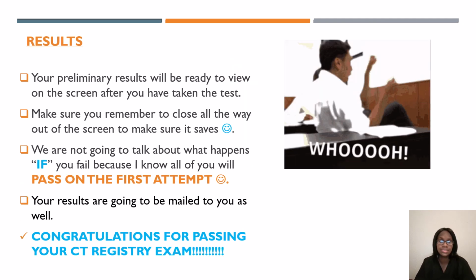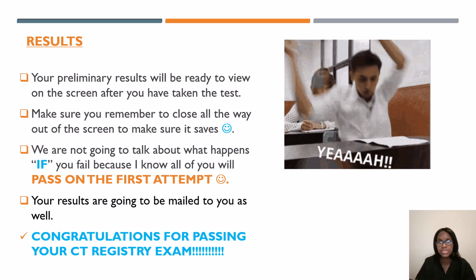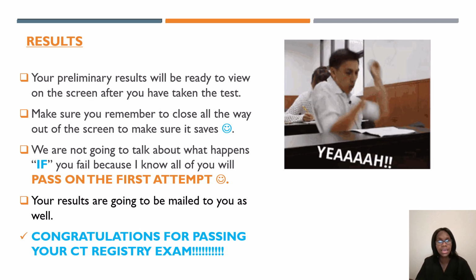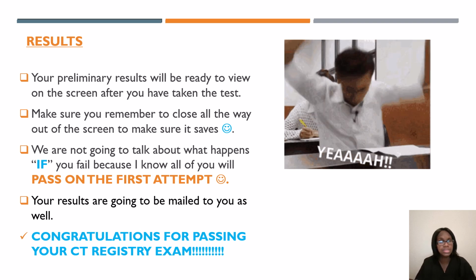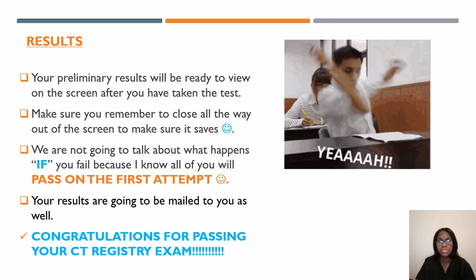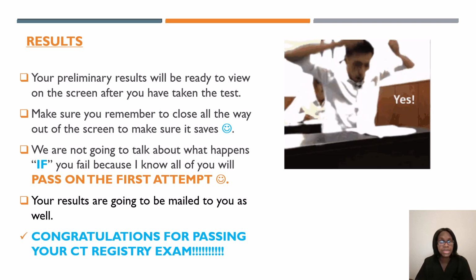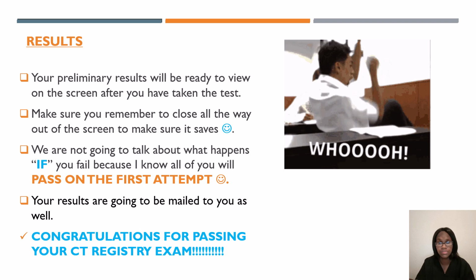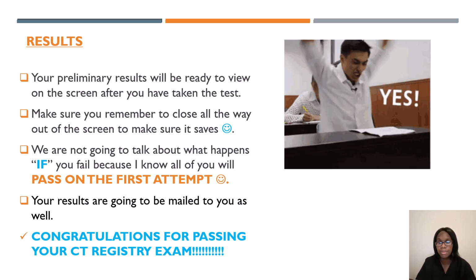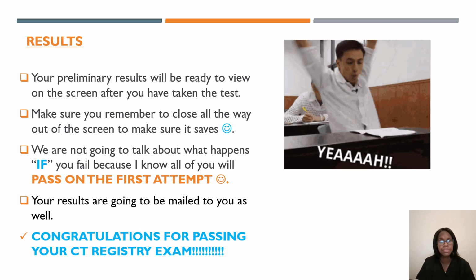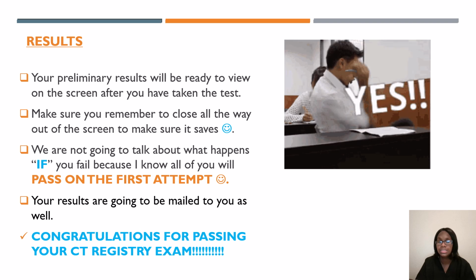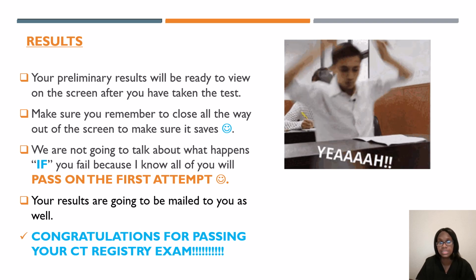For your results, whenever you do finish your test, you're going to get your preliminary results. This is just going to say, hey, we scored you. This is your results. But of course, it's going to go through the ARRT. They're going to do the final check, especially if you failed or are close to failing. They're going to make sure that they didn't make a mistake, or you didn't make a mistake, or somebody didn't make a mistake. Make sure you remember to close out of all of the browsers on that screen to make sure that your information and answers save.